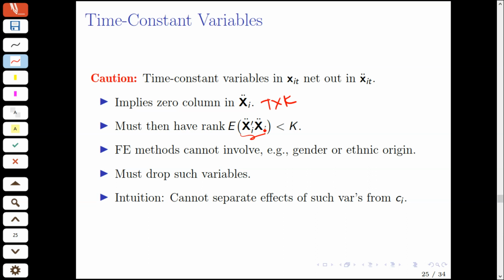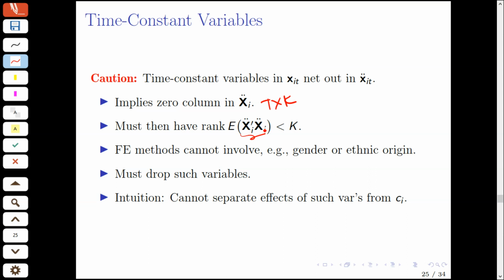As a result, when we're talking about fixed effects methods, we cannot include variables which are time constant, since the rank condition fails. For example, we cannot include variables such as gender or ethnic origin, or even an intercept. This would be somewhat disappointing if those are the variables that we actually care about. In that case, we should use a different method, and we should try to work out other assumptions which would lead us to estimate the coefficients of such variables in a consistent manner.